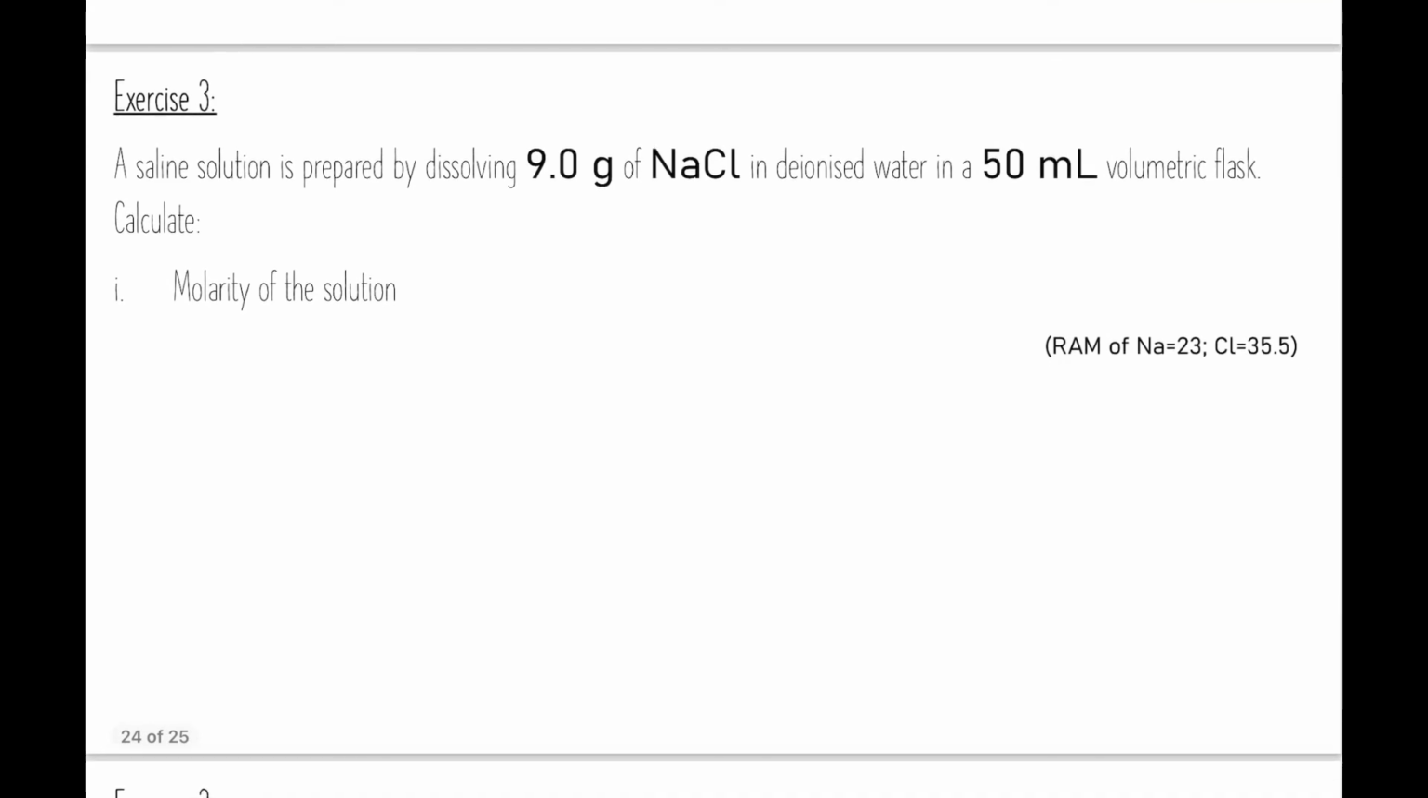A saline solution is prepared by dissolving 9.0 gram of sodium chloride in deionized water in a 50 ml volumetric flask. Calculate the molarity of the solution. This is a simple question since the mass of the solute is given, and the volume of the resulting solution is also given.